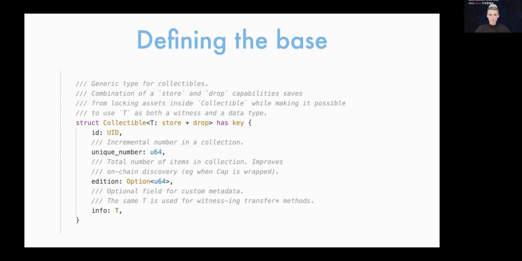And so defining the base. It's a very simple object. We can call it whatever we want. It is also a common pattern. We define generic parameter T, and T goes into the info field, and we just store some user-defined type inside our collectible type, while also keeping the unique number of the item in the collection, and in addition how many items will be in this collection.